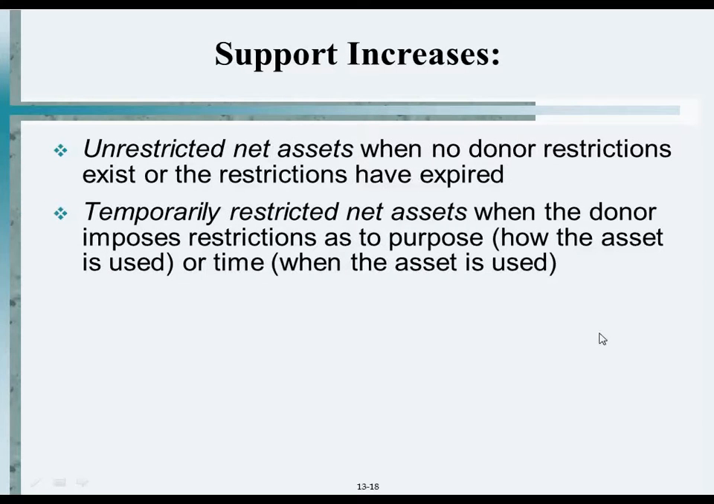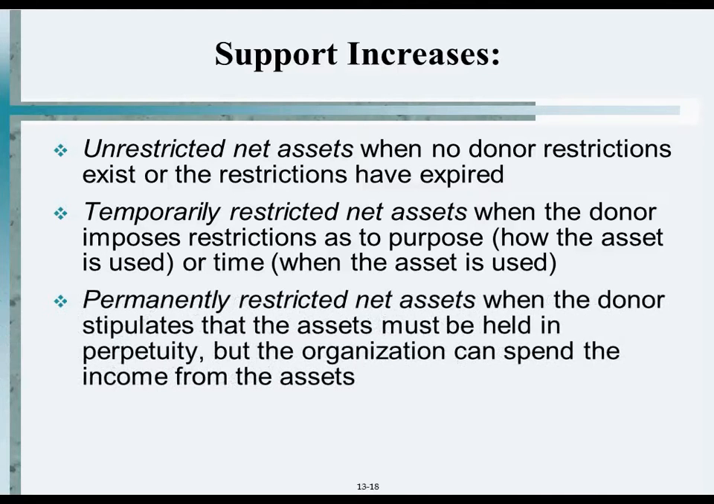So support increases unrestricted net assets, and this is what I was telling you about. When the donor imposes a restriction as to purpose or how the assets are to be used, it goes into temporarily restricted, and when the donor says that you cannot use it except for the income from that asset, then it must be held in permanently restricted net assets. Okay, so you see the differences between the three.